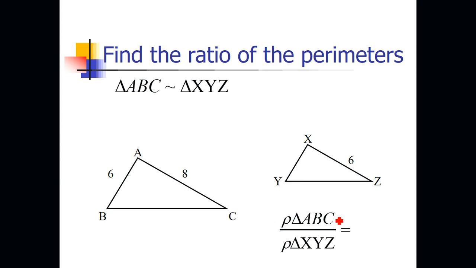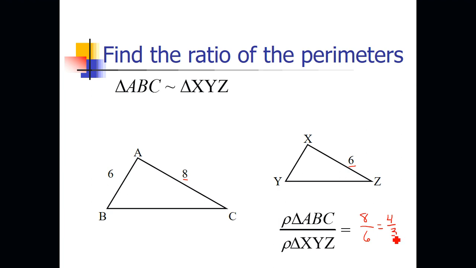Okay, so here's the question I was just talking about a moment ago. To find that ratio, you find two corresponding sides that have numbers on them. So AC corresponds here to XZ. So the ratio of the corresponding sides would be 8 to 6. The order is important because it has ABC on top, so I need a side of ABC on top, XYZ on the bottom. So 8 over 6 is the ratio of the sides, which is the same as the ratio of the perimeters, according to the theorem that we just talked about.